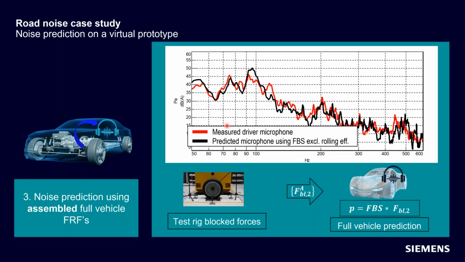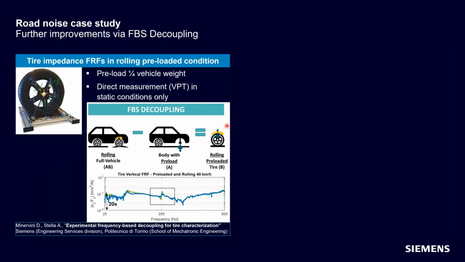We didn't know that at the time in this project, but the good news is that meanwhile, we do have a strategy for eliminating this rolling effect in general, using a very promising method called FBS decoupling. This can be used in the context of road noise, but as I mentioned earlier, I promised a different method for estimating mount stiffness in preloaded conditions. Basically, FBS decoupling is a way to characterize the transfer functions of any component in any boundary condition, including, let's say, for mount preloads.